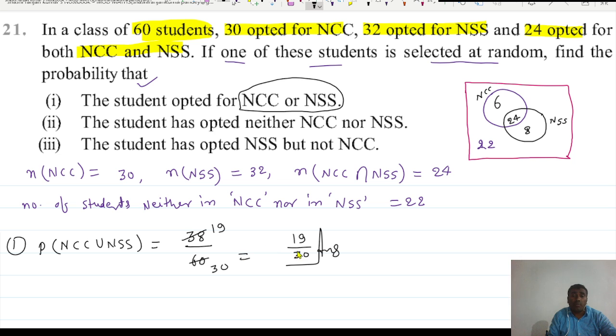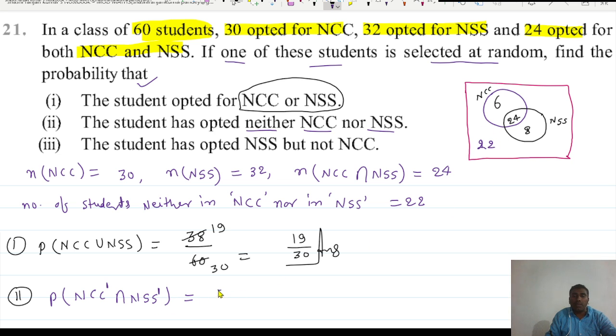You can use the formula also. The same you will get: P(A) plus P(B) minus P(A intersection B). The same thing you will get. Second question is here what we have. The student has opted neither NCC nor NSS. So you want the probability of that. That is, the student opted neither NCC. So let me write in symbolic form NCC complement. That is not this. And neither NSS. That is NSS complement.